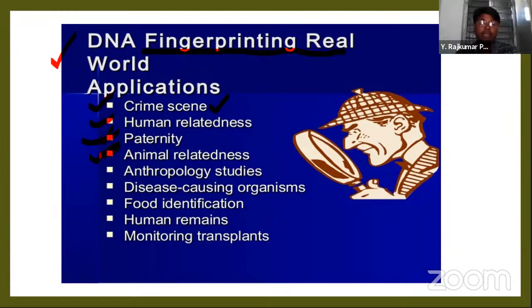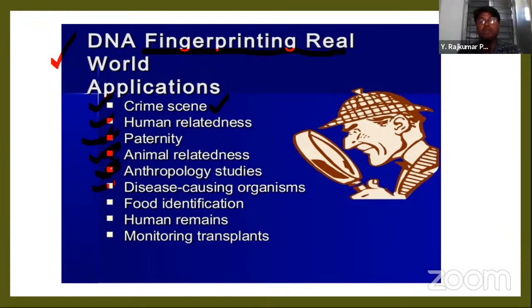Next, animal relatedness, of course, in evolution. So in evolutionary biology, we can correlate one animal with another by having this fingerprinting technology. We can know how related one animal is to the other animal, and we can make the evolutionary links and relationships as well. It is also useful for the anthropological study of human evolution. The study of human apes and human beings is called anthropology. It is used in anthropology as well.